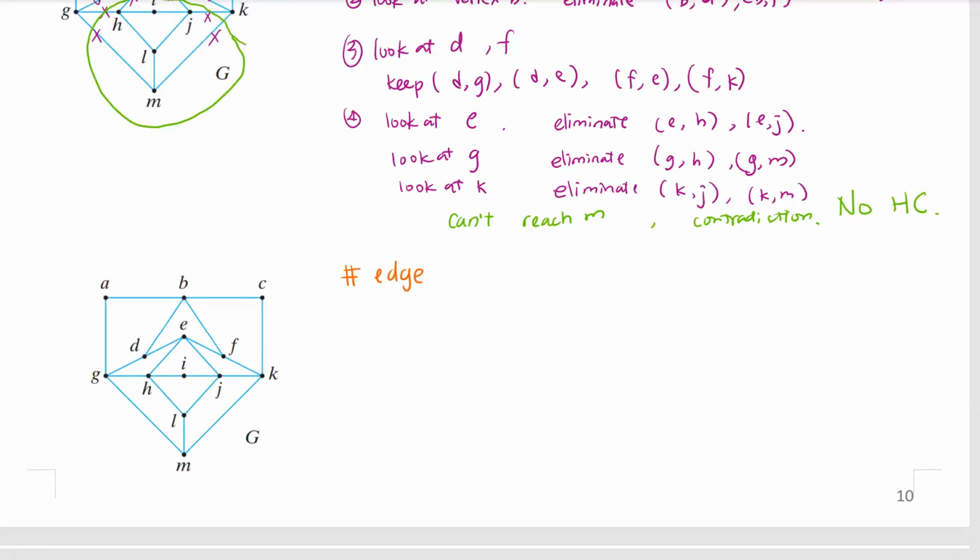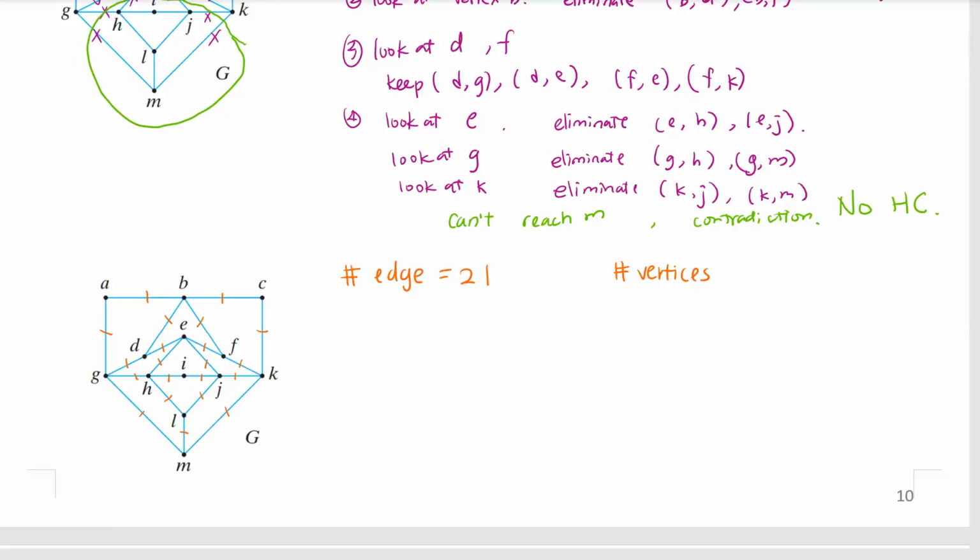Let's count 1, 2, 3, 4, 5, 6, 7, 8, 9, 10, 11, 12, 13, 14, 15, 16, 17, 18, 19, 20, 21. So we have 21 edges. In this process, we have to be patient and make sure we have the correct number of edges. And then let's count the number of vertices.